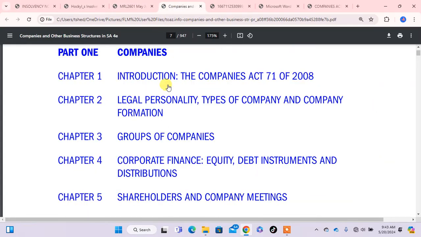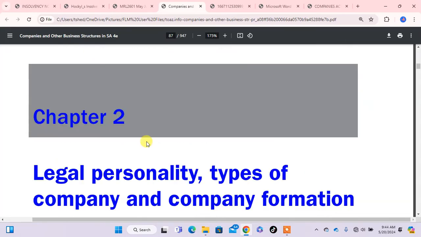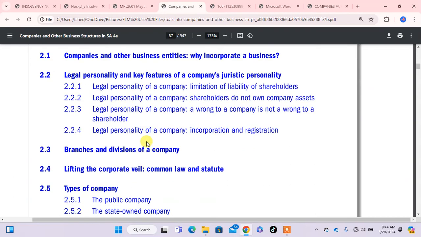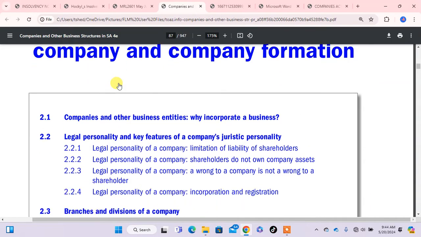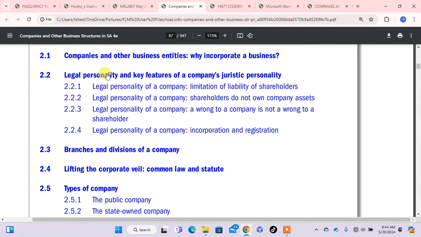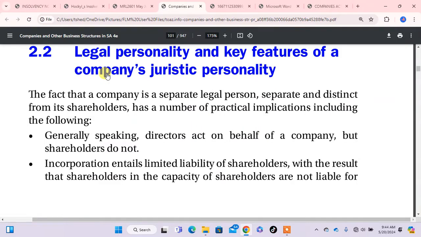I'm just showing here that the legal personality and the types of companies are in this book. Everything is in this book. You can see that we have legal personality, limited liability of shareholders, legal personality of a company, a wrong to a company who is not a shareholder, and incorporation and registration. Everything is here. Because we talk about legal personality, we will come here. So I'm just showing you some of the things that you must know.